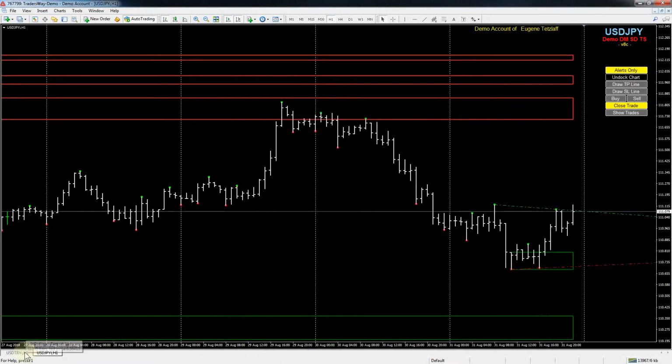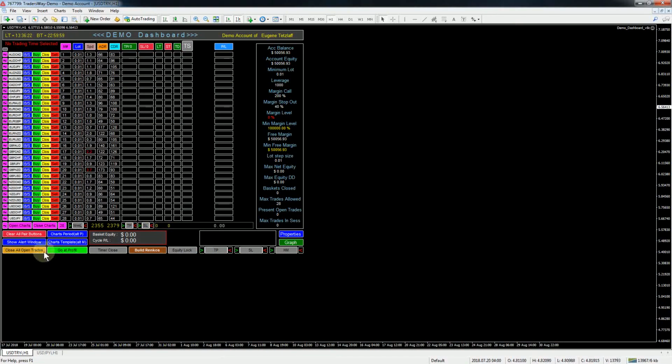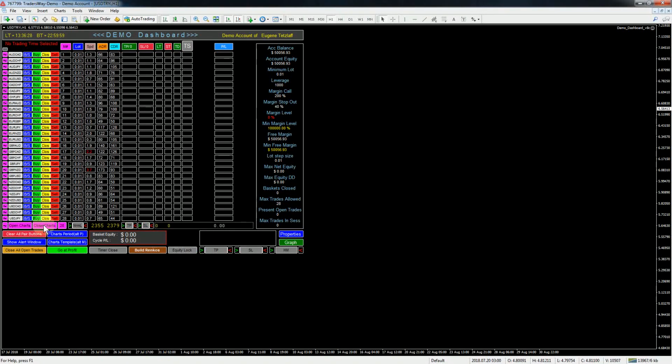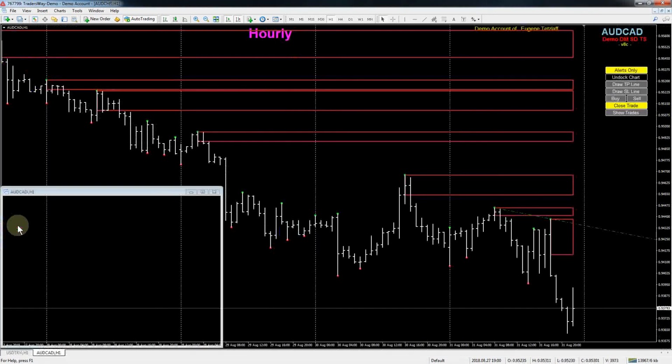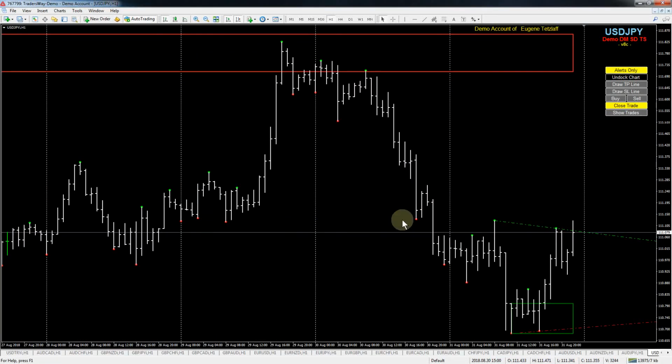And then what I do is go back to my dashboard, and close that chart, because I don't want to get a double of the same chart. Just close out the charts. Then I highlight all 28 buttons, hit open charts, and we should open up 28 charts. There's number 28.